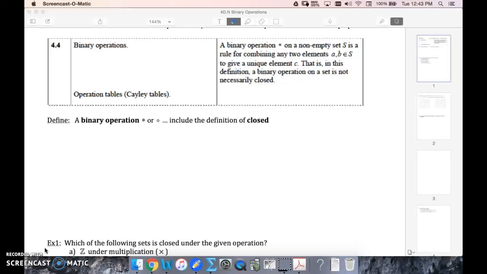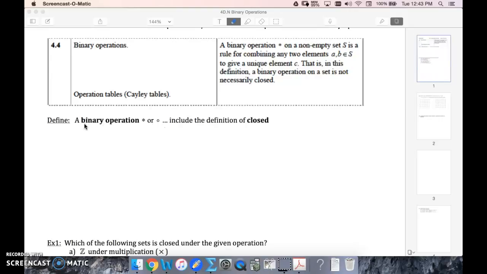Right, so now we're looking at further math topic 4.4. We're going to talk about binary operations. So let's start by defining the binary operation. We use the star or the circle generally when we denote binary operations.